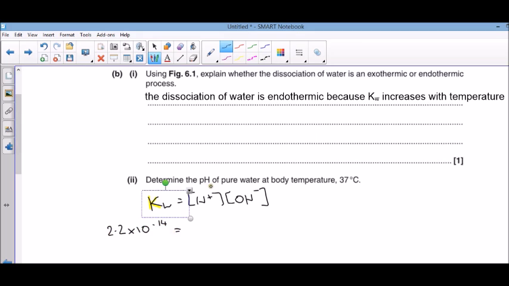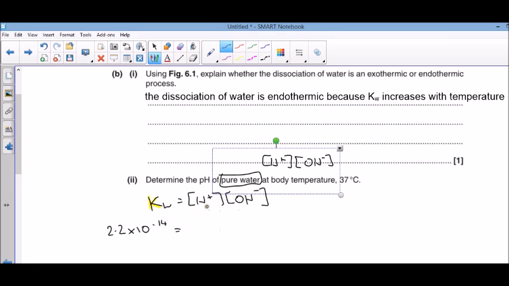Okay, and looking at the mark scheme, the range says a value between 2.2 to 2.6 times 10 to the minus 14. So I'm right on the edge of it, but I'm in the range, so that's okay. And then we're going to say, because it's pure water, H+ is equal to the concentration of OH-. And that is only applicable when it's pure water. So if you were talking about an alkali, then that wouldn't apply anymore, but it does fit in this situation.